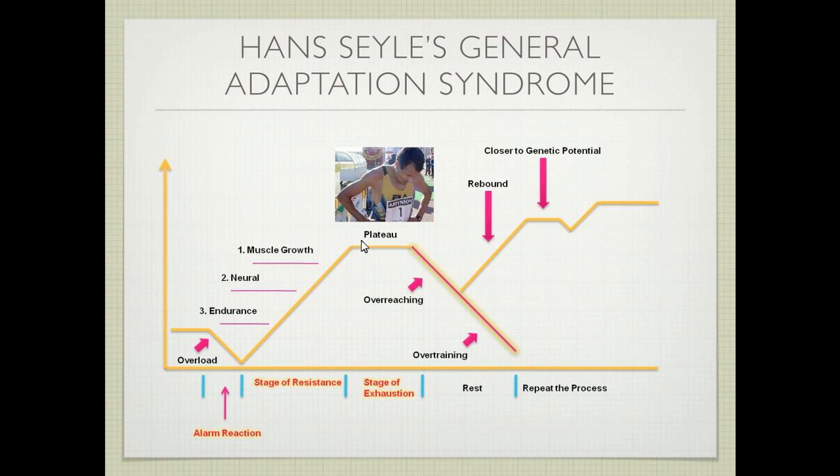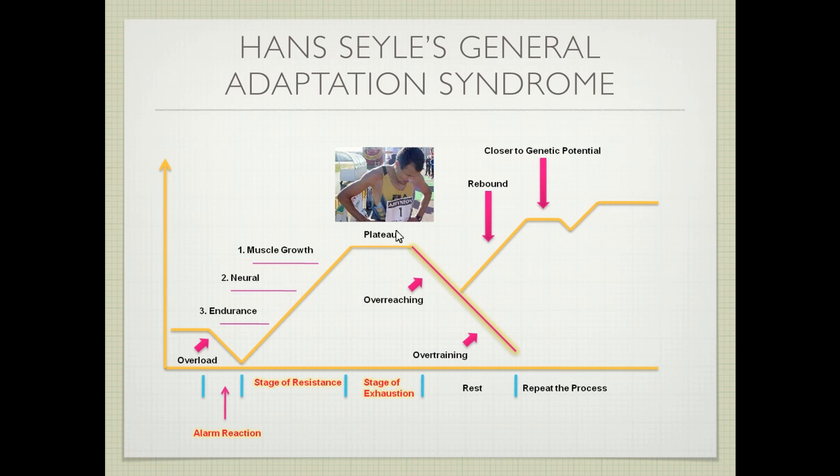And what every athlete can't stand is hitting a plateau. Now, plateau can be caused by two things. And he called the plateau a stage of exhaustion. One, you don't have enough rest, and so you plateau because you're overreached. But if you tapered, you'd rebound.